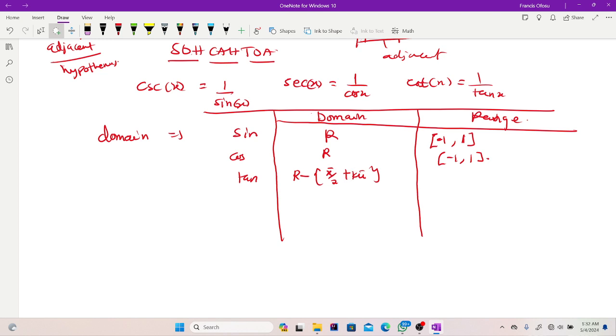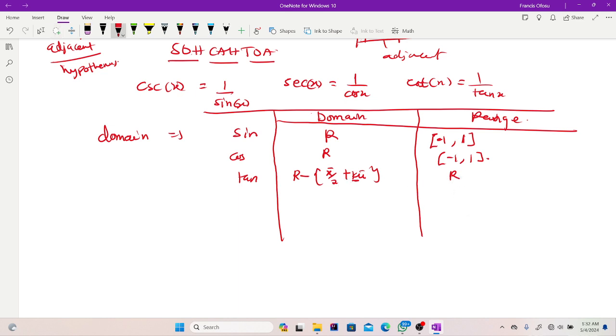Because we have possible revolutions around the axis, we use this k to represent the different revolutions at which our tan will be infinite. So in short, our domain is R minus pi on 2 plus k pi, where k is any integer. Then the range for tan gives all real numbers. After this discontinuity, it gives everything as an output.